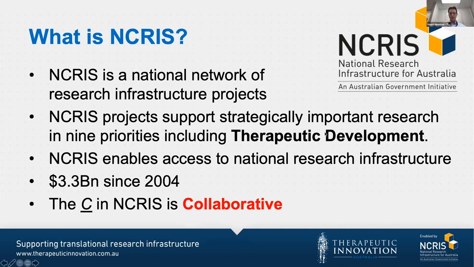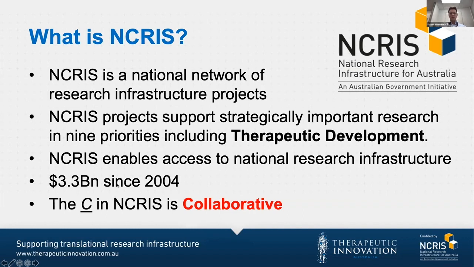So let's start off with what is NCRIS. This is a bit of a helicopter view, but NCRIS stands for the National Collaborative Research Infrastructure Strategy. It's a federal government program that funds a national network of research infrastructure projects. The program supports a range of projects across, at the moment, 9 national priorities, one of which is therapeutic development, and that's the one in which we are most active and interested. At the end of the day, NCRIS enables access to national research infrastructure, and it's been quite well funded on a bipartisan basis for at least the last 10 years.